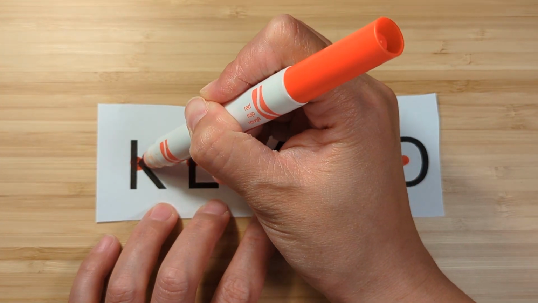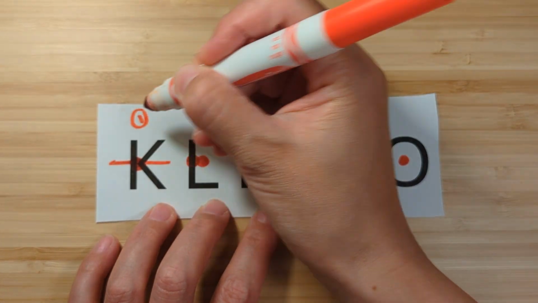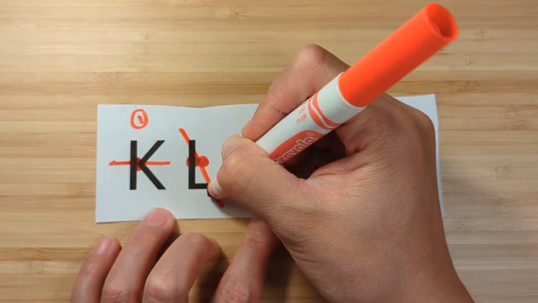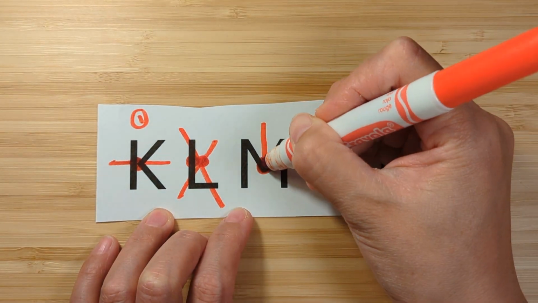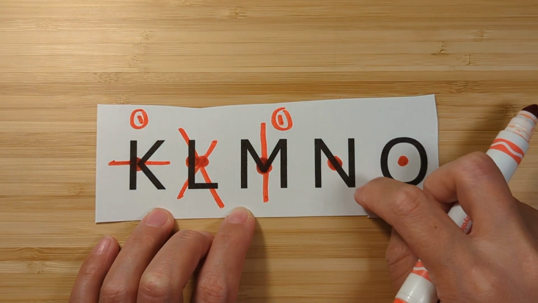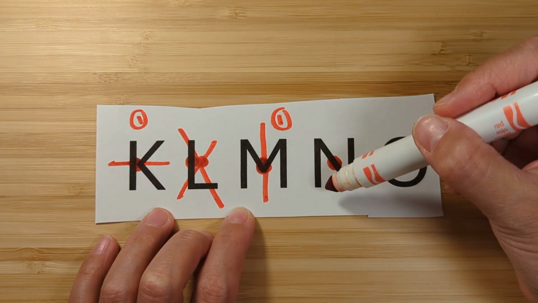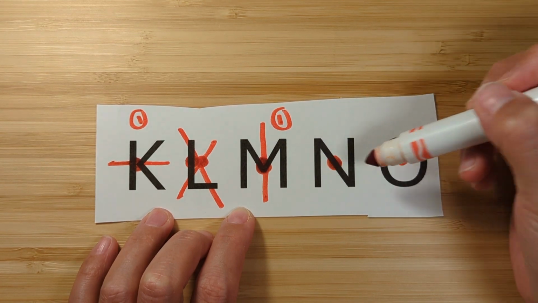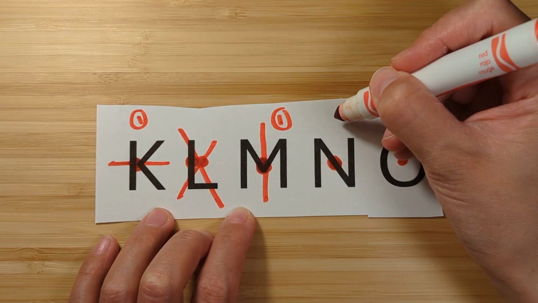So with K, I have 1 line of symmetry. With L, I have 0. With M, I have 1 line of symmetry. With N, N's one of those tricky letters. It actually has 0. It kind of looks like it has 1, but if I were to fold it, they would not match up. So it has 0.